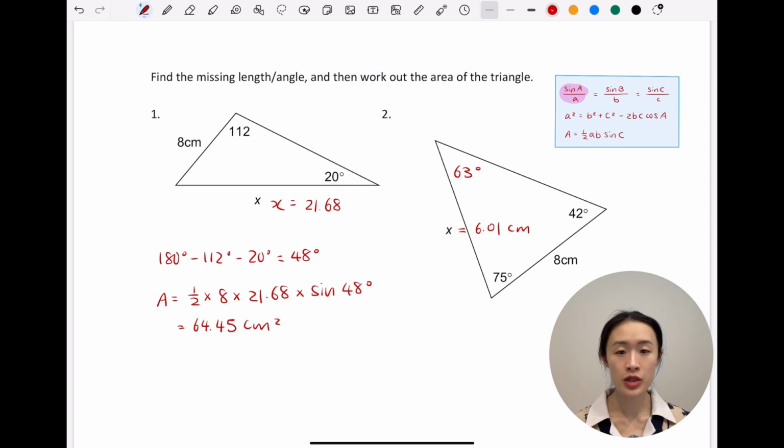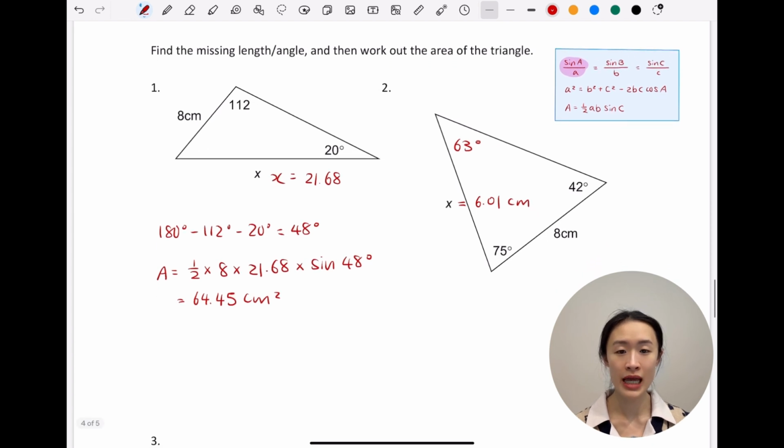Now, of course, you can use the sine rule to work out the other missing length and pick any angle if you want. But since we have already worked out x and the angle is easier to work out, so we stick with this one. But feel free to try the other ones and see if we get the same answer.